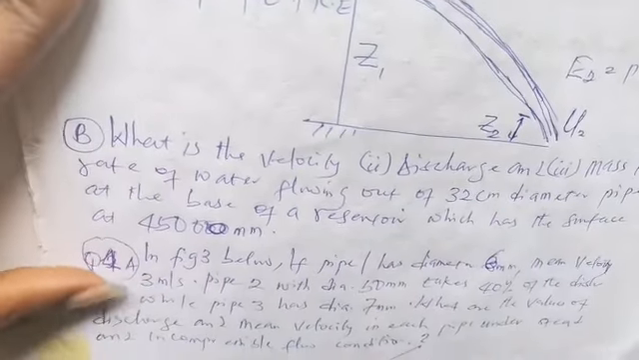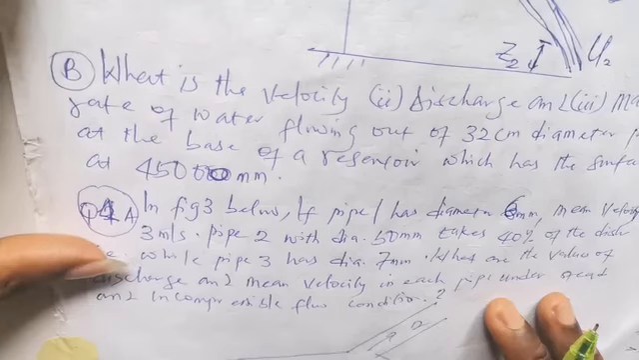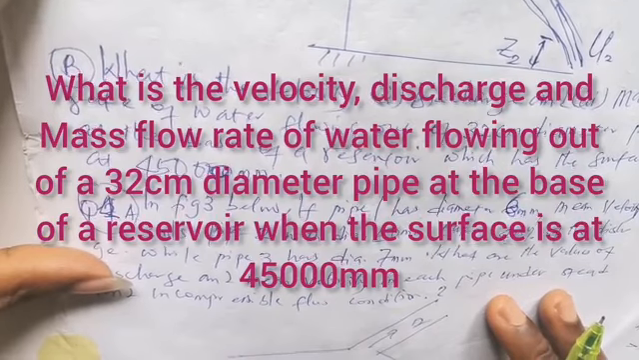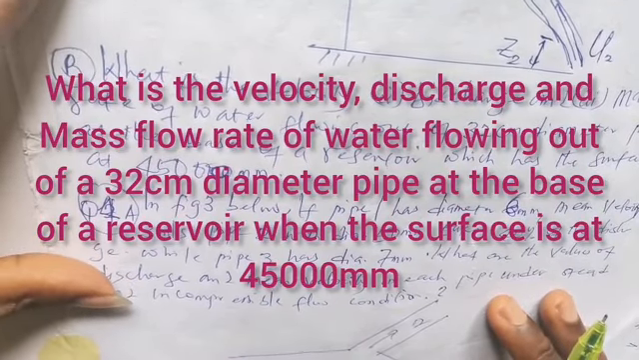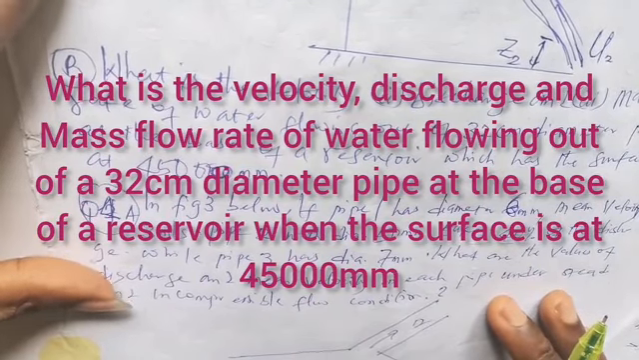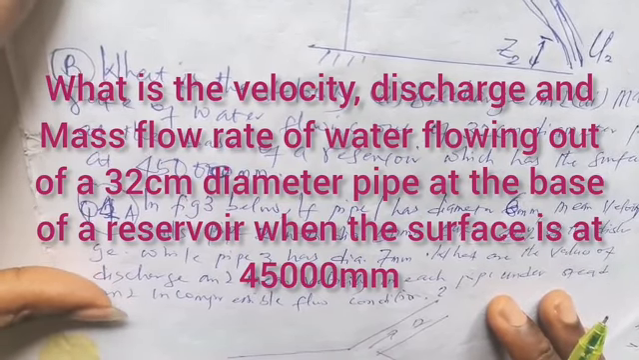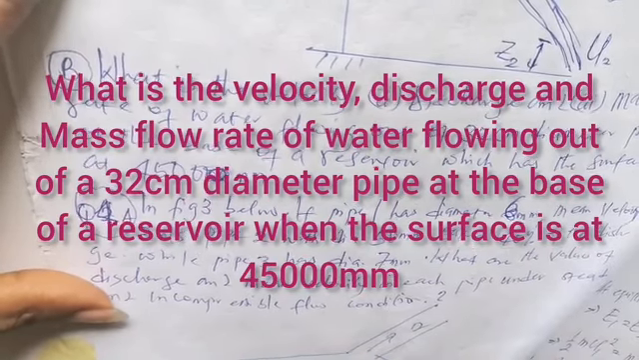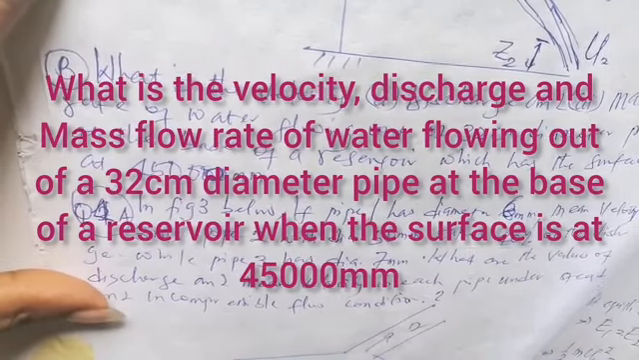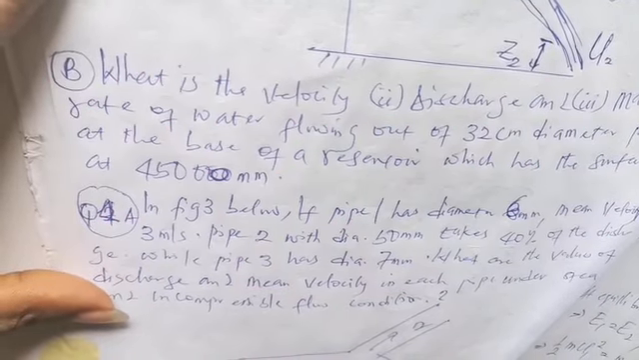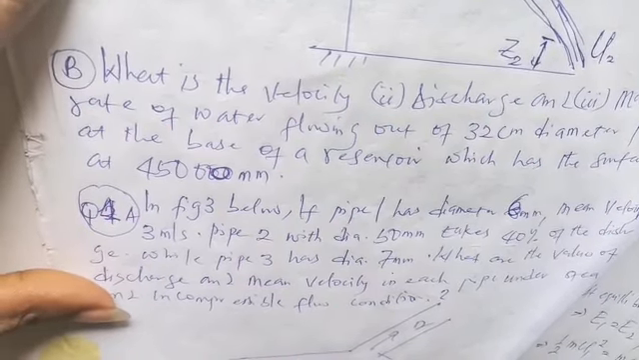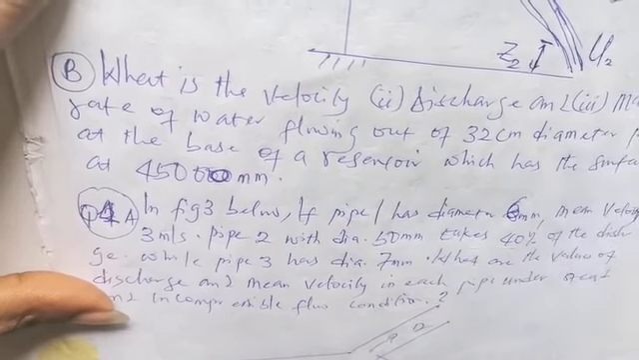Now that question also has a B part. The B part says, what is the velocity, discharge, and mass flow rate of water flowing out of a 32 centimeter diameter pipe at the base of a reservoir when the surface is at 45,000 millimeter? So let's pick out these parameters given to us. First of all, we're asked to determine the velocity, the discharge, and the mass flow rate of water flowing out of a 32 centimeter diameter.